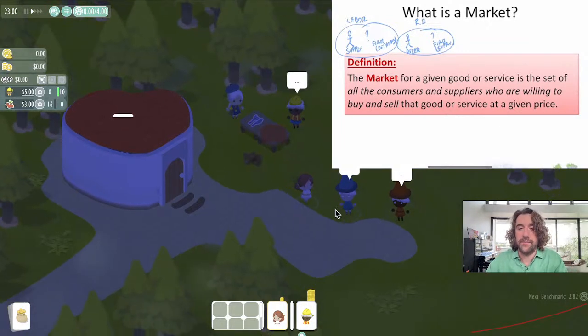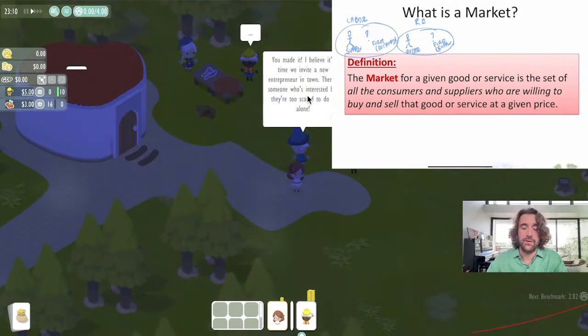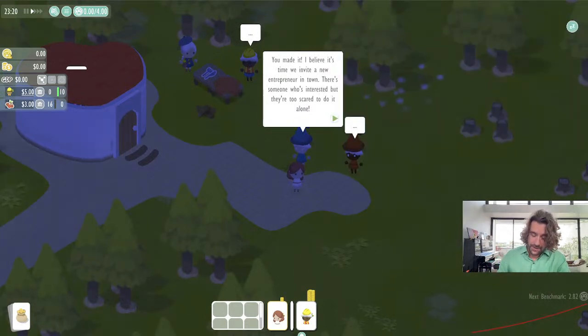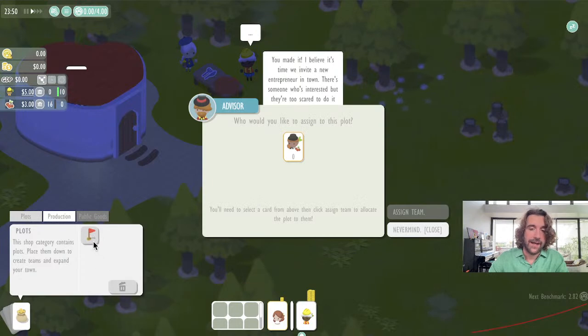How do we get the firm spawned in? Well, this wizard is going to explain this to you, and I'm going to let you go through the tutorial. But in a nutshell, this is how you do it. You click on the shop here, and you can now click on the plot tab up here, and you can ask someone to join the village by clicking this flag. You can place down a plot, as this description explains.